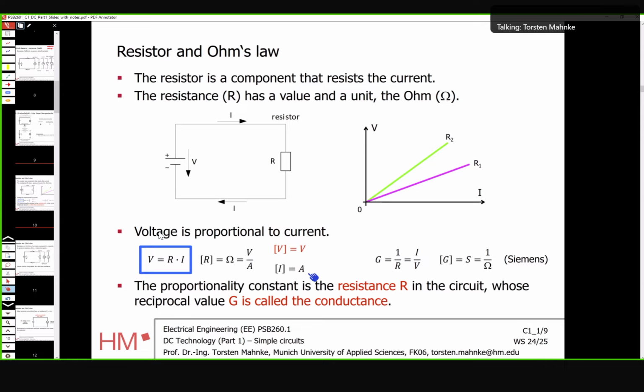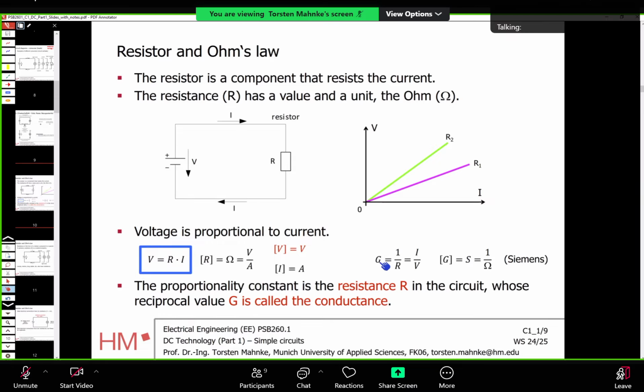Okay. Now the conductance. The conductance is simply 1 over R.